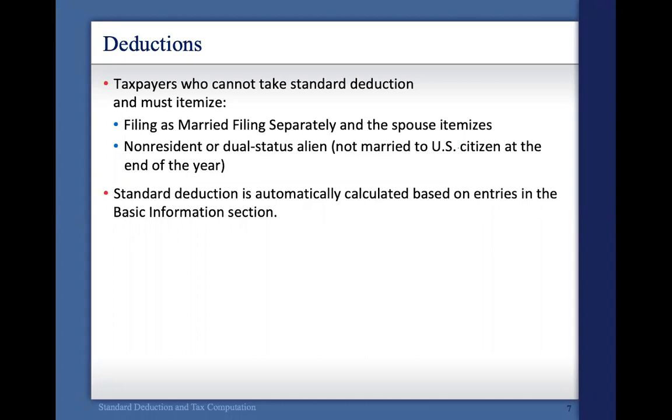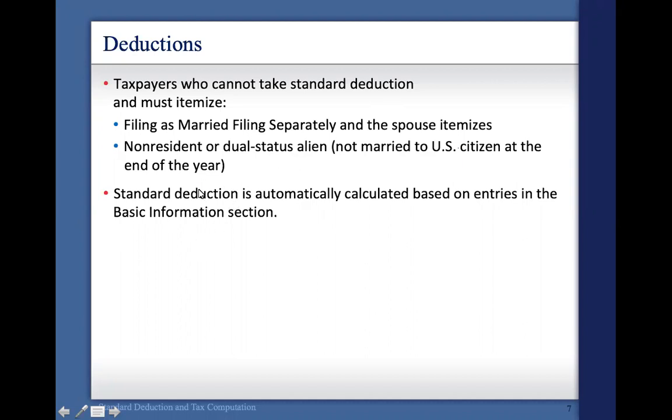But then let's say that the other spouse, the other person in the relationship, takes the standard deduction and no itemized deductions. You can probably see that the standard deduction for one spouse is going to be higher because they didn't have any itemized deductions since their spouse took all the itemized deductions there. So that is one of the restrictions. And non-residents in our tax returns are one of the other restrictions there.